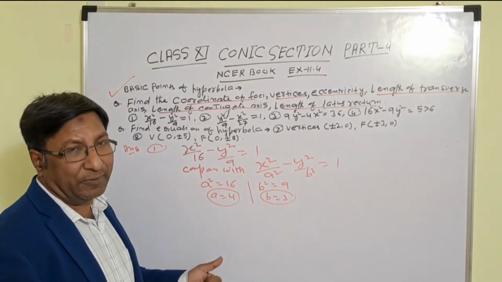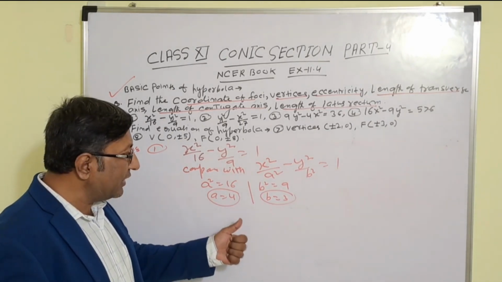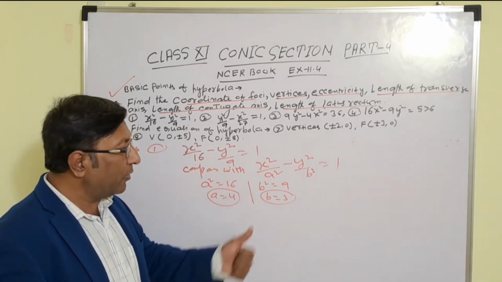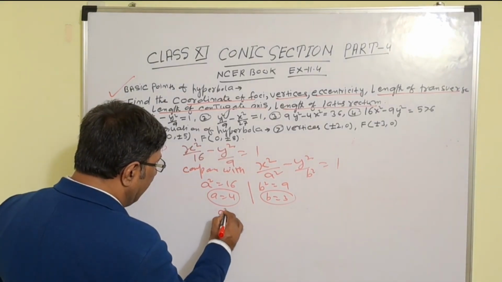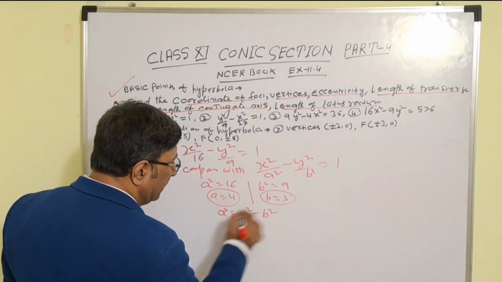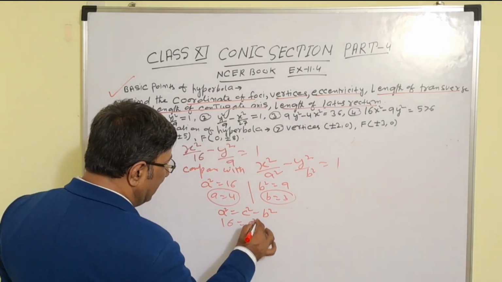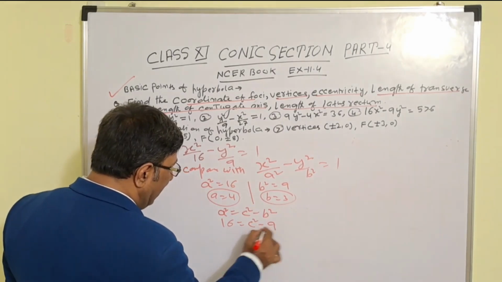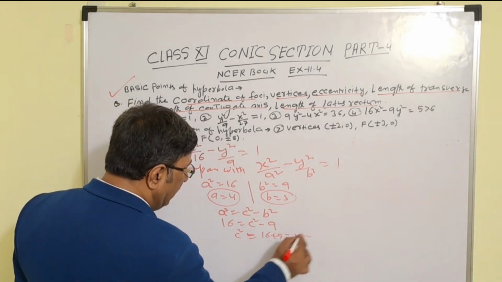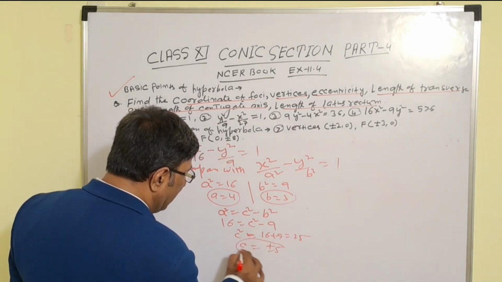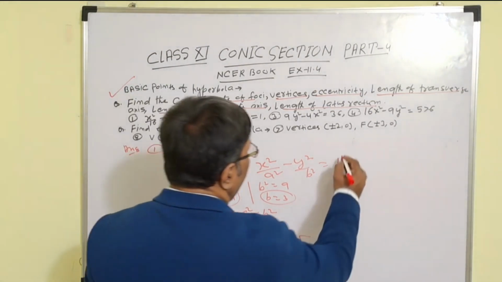Now we know the relation between a, b and c, where c is the distance of one focus from the center of the hyperbola. The relation is c square equal to a square plus b square. So a square is 16 and b square is 9, so you will get c square equal to 16 plus 9, that is 25. So c equal to plus minus 5. Now we have a, b and c, so you can find everything.